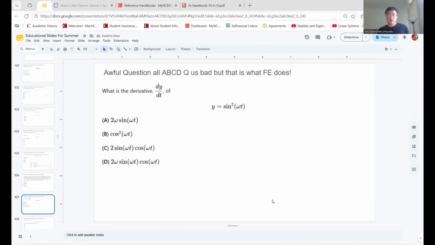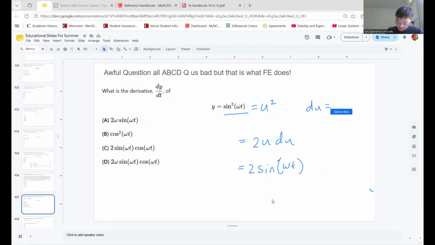What's the derivative of this? Well, how I would do it is basically there's a few ways to do it. You can make this u squared, right? And then that is 2u du, right? And then equals 2 sine omega t, and then we need du, which is basically equal to the derivative of the inside, which is cosine omega t times omega, right? Because of how it is.